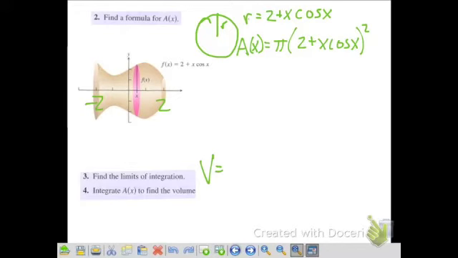Remember, the volume is equal to our integral involving the area of the cross-section. Now, something you can do with these rotational solids is pull the pi out in front since it's a constant multiple. And then in this particular problem, we're going from -2 to 2. And then our radius squared will go inside.